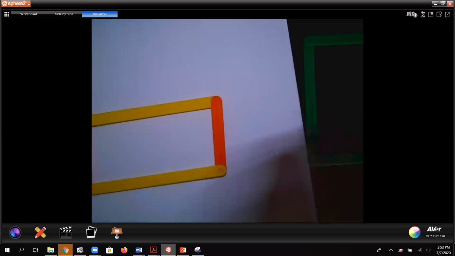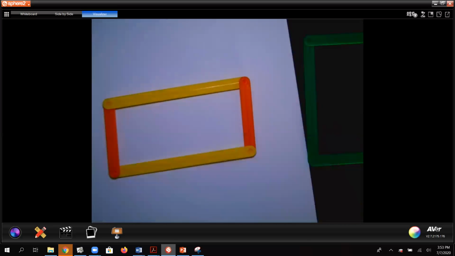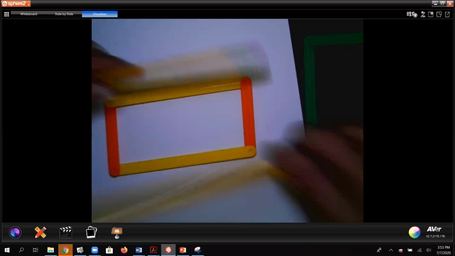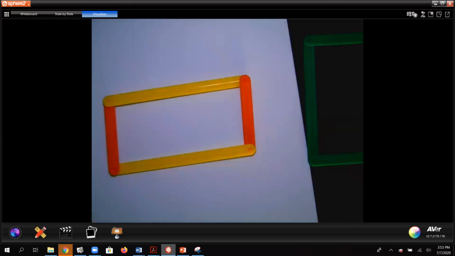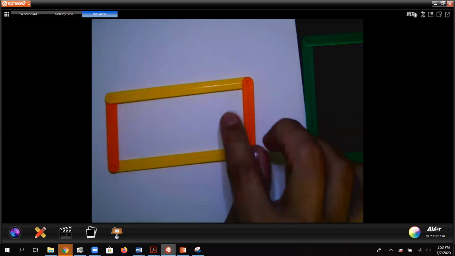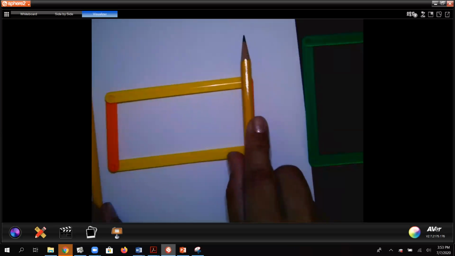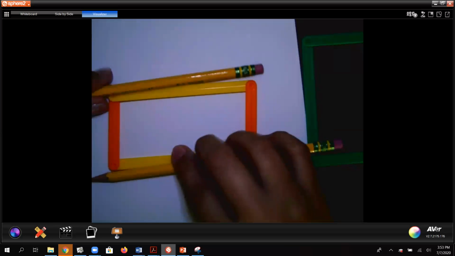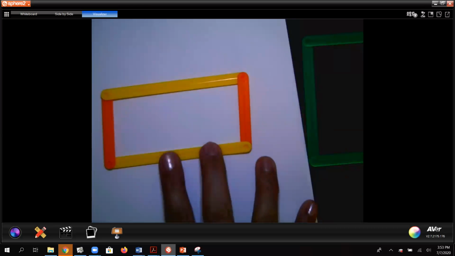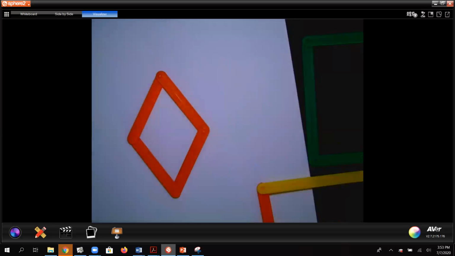Okay, we have a rectangle next, and this is also a parallelogram because these are parallel and these are parallel. Now, a square and a rectangle are a little different, because the rectangle is not made up of congruent sides. These are congruent, these are the same, and these are the same, but they're not all the same with each other. But it does have square corners. Okay, then we have a rhombus. A rhombus is the other one that is also a parallelogram.